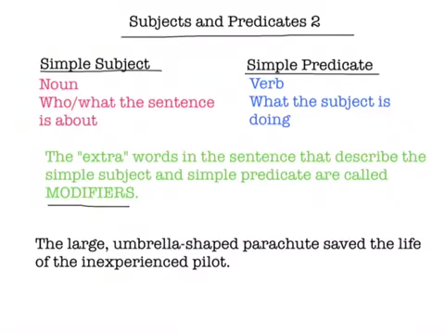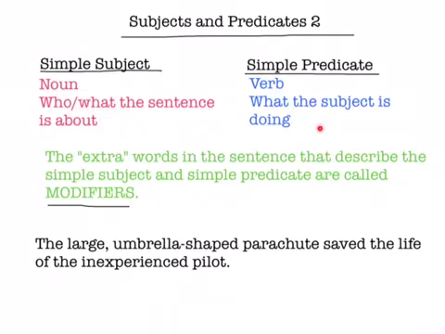In our last lesson, we reviewed simple subjects and simple predicates. The simple subject is specifically the noun, the main noun that the sentence is about. So who or what are we talking about? The simple predicate is the verb. What exactly is the subject doing? So in a sentence, we will have our simple subject and our simple predicate, but there's also many other words left in the sentence as well.